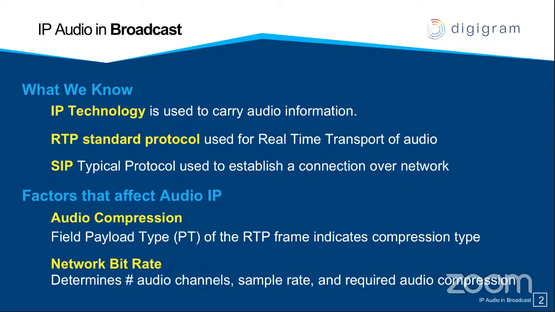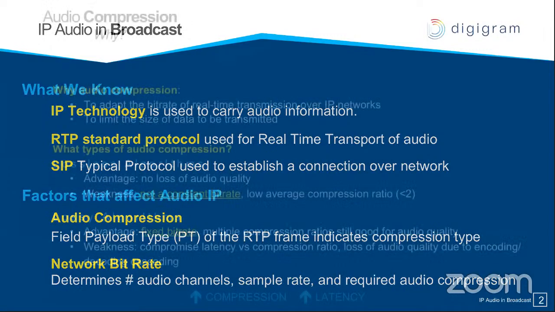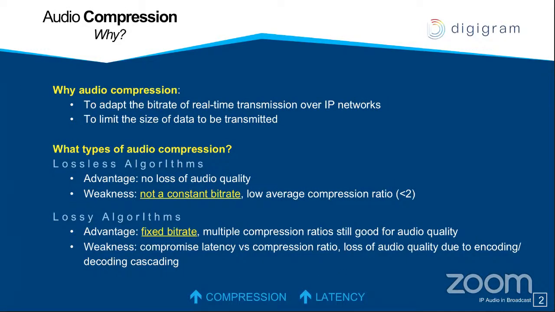Audio compression is something that is going to adapt your audio to the network that you're using, the network at hand. And the network bit rate is going to determine the number of audio channels, the sample rate, and the type of audio compression that you need to use. And these are parameters that, as somebody setting up a stream, you're going to need to know and understand. So, why audio compression? Well, we have to adapt the bit rate to fit the audio over IP. We have to limit the size of the data to be transmitted. Sort of think of it like a hose. The fatter the hose, the more water and more pressure we can put in that hose. The thinner the hose, we have to back off the water and the amount and pressure that we use. And that's what audio compression will do.